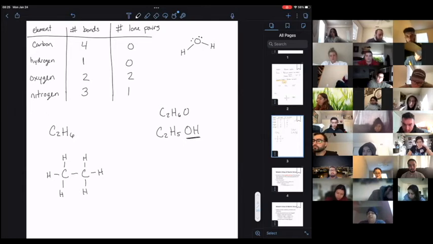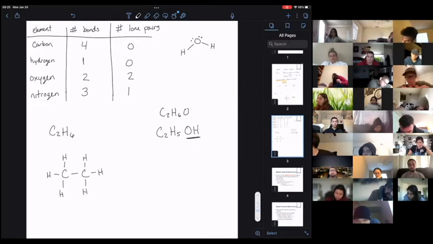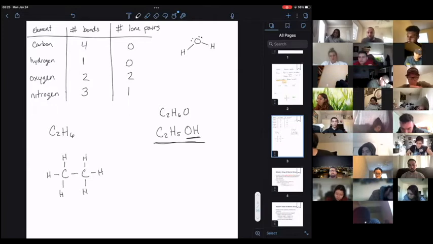Okay, but everybody, I'm going to give you 2 minutes. Take a stab on your own using our simple rules for drawing organic molecules. See if you can give me the Lewis structure for ethanol here, C2H5OH.